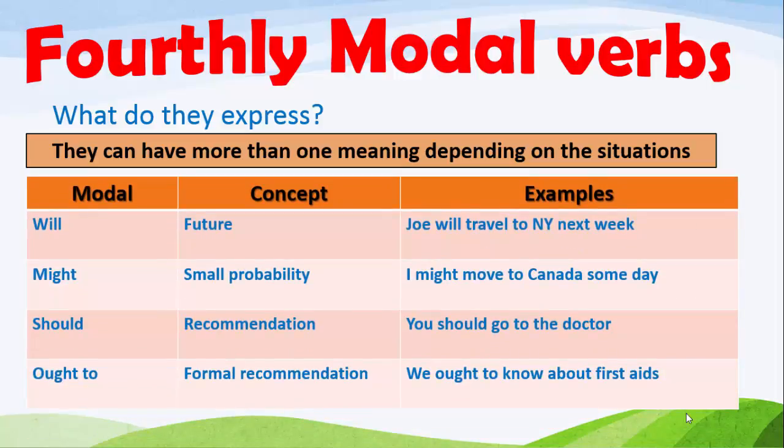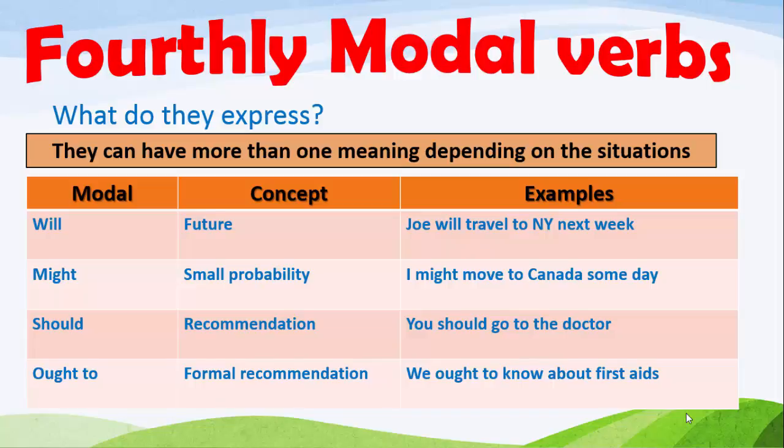If I have the modal will, it can be used to express the future. When I say Joe will travel to New York next week, might can express small probability. I might move to Canada someday. Should is for giving recommendations or advice or a suggestion or a strong suggestion. You should go to the doctor. This is a kind of suggestion or a kind of recommendation or a kind of advice.